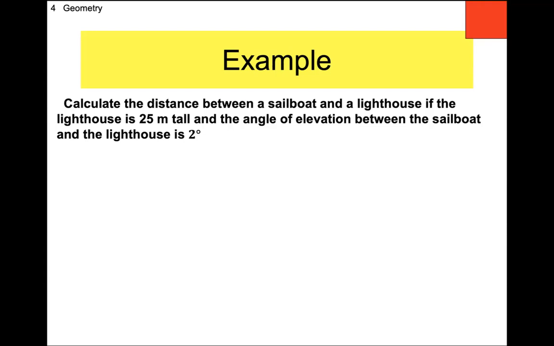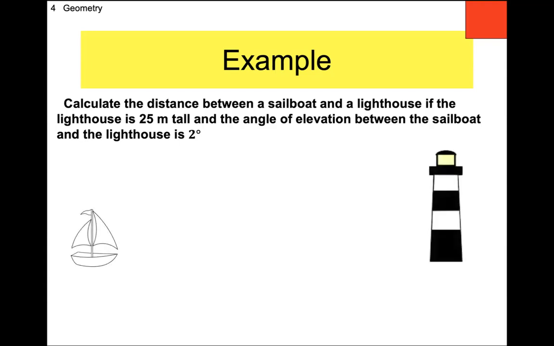So if it's the distance between a sailboat and a lighthouse, then your sketch should contain a sailboat and a lighthouse. Now, you don't have to actually draw those. You can have little sticks representing each one. That'd be fine. So calculate the distance between the sailboat and the lighthouse. If the lighthouse is 25 meters tall and the angle of elevation between, and read this carefully, the angle of elevation, so horizon to the top, between the sailboat and the lighthouse is 2 degrees. So angle of elevation is found by looking to the horizon first and then looking up. So there's your 2 degrees.